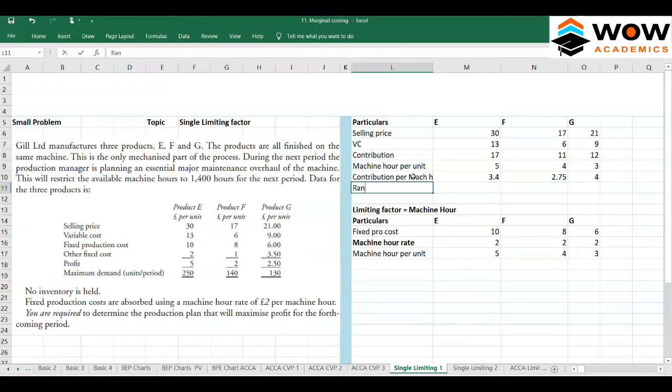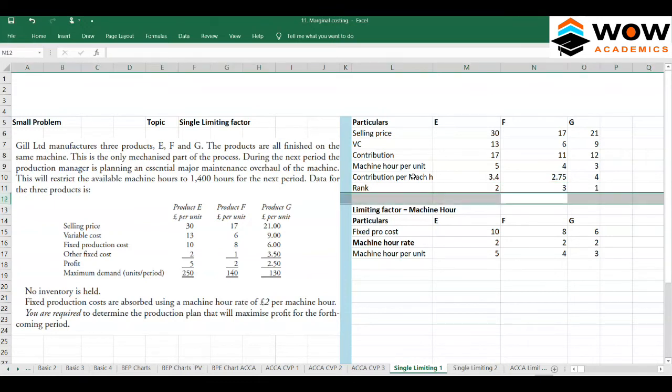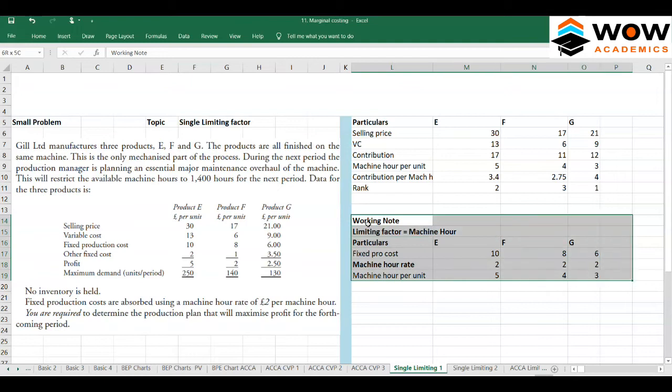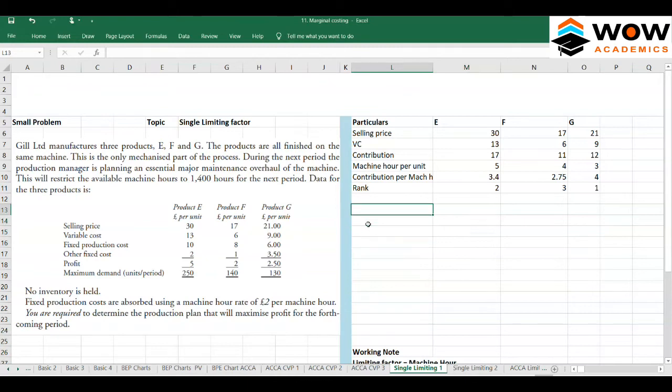Now you have to rank it. Whichever is the highest, you rank first. This is the first rank, second rank, and third rank. You can put this as a working note. He's asking you to determine the production plan that will determine the profit for the forthcoming period. So you have to tell what the production plan would be.